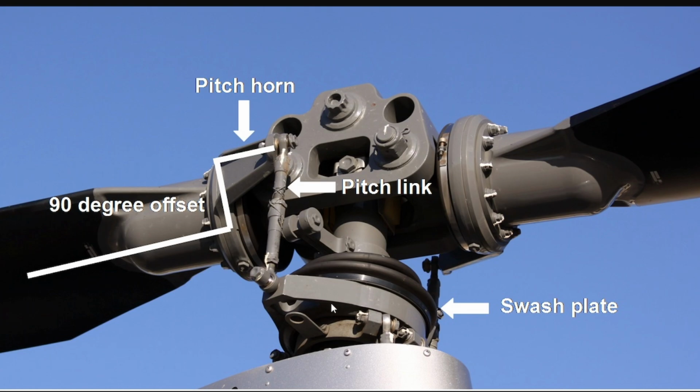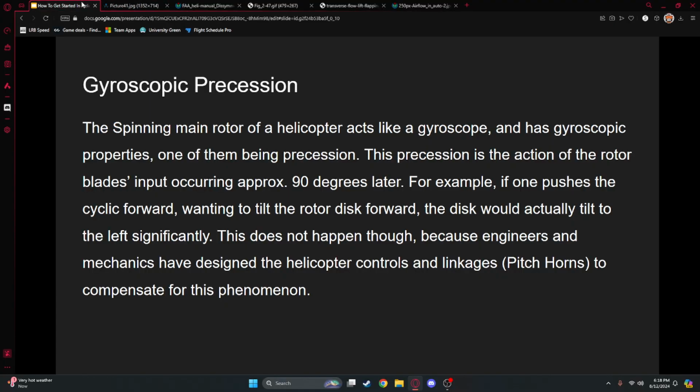When we pull the collective up, this lower swash plate spins, this upper one doesn't. The lower swash plate will move upward, pushing the pitch link up, which pushes the pitch horn, which then pushes the blade. And the blade and the horn are offset 90 degrees. So that alone is enough to cancel out the gyroscopic precession, which is pretty sweet, because it'd be weird having to fly forward with the cyclic to the right, you know what I mean? That'd be a little strange and probably pretty irritating.